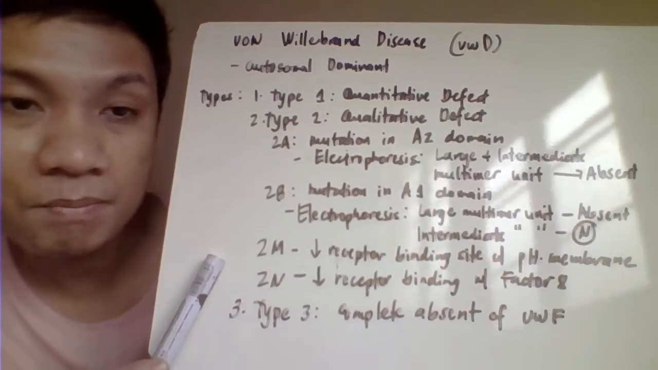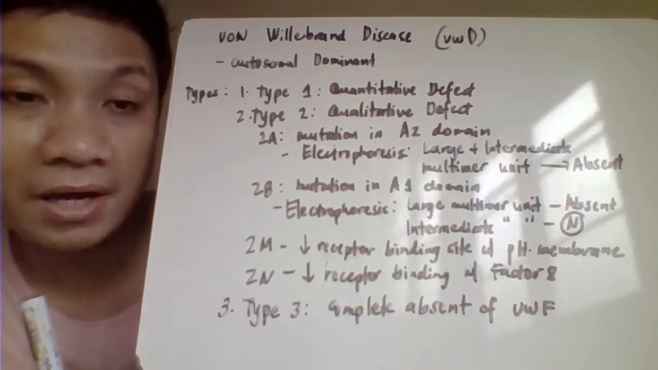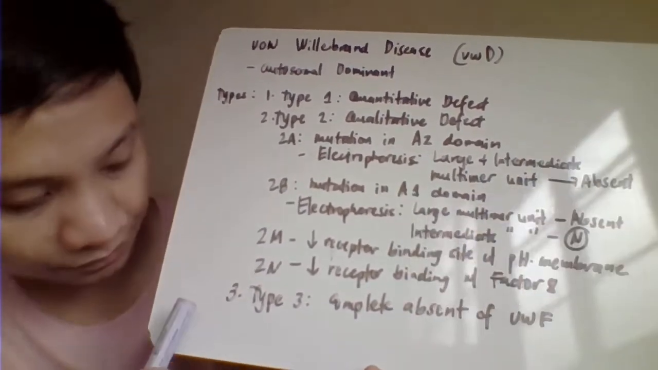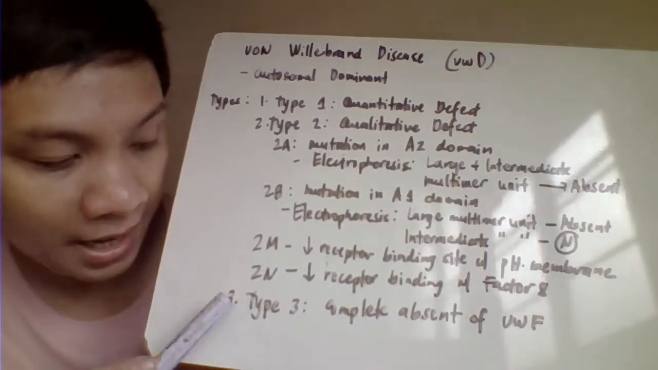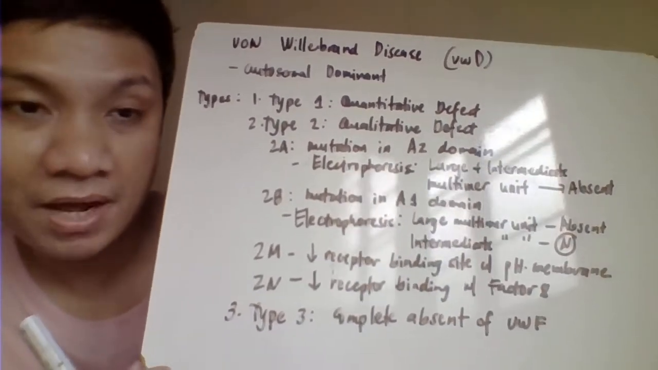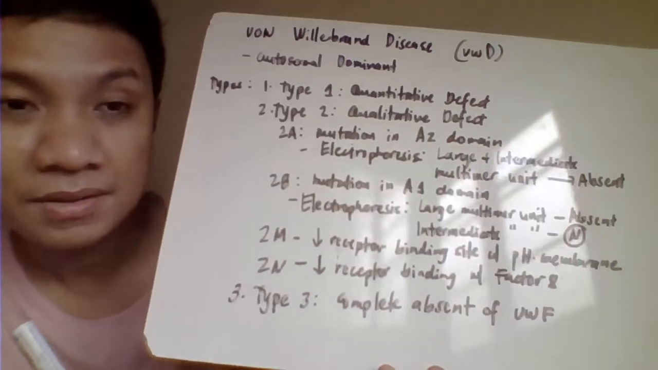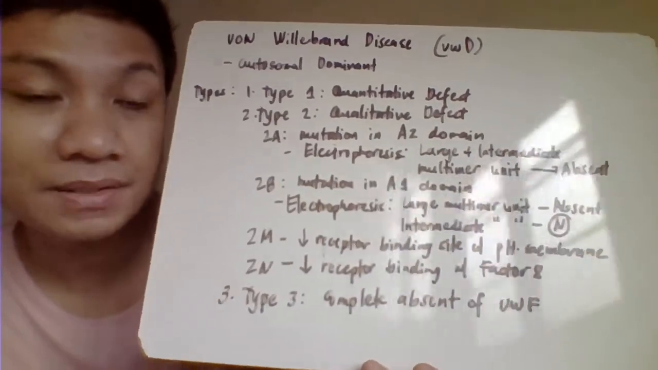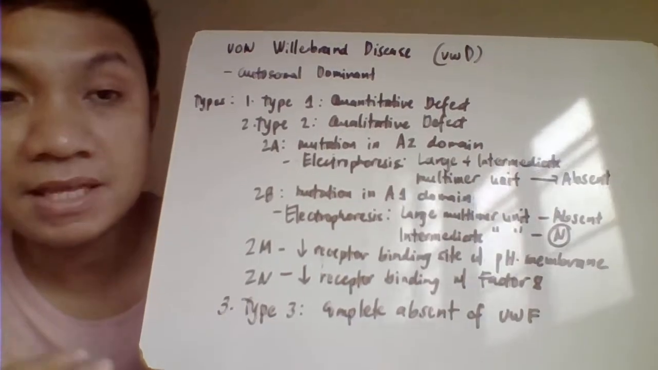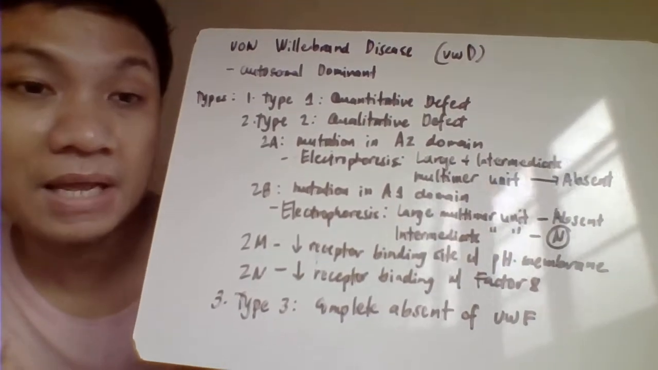So your 2M will be related to that, that's inability of your von Willebrand factor to bind to the platelet membrane sa dalawang receptor na yon. 2N, on the other hand, is problem with the ability of your von Willebrand factor to bind with the factor 8. So remember that one of the receptors ni von Willebrand factor is your factor 8. So hindi siya makapag-bind doon, and therefore affecting the ability or the activity of your von Willebrand factor factor 8 complex.